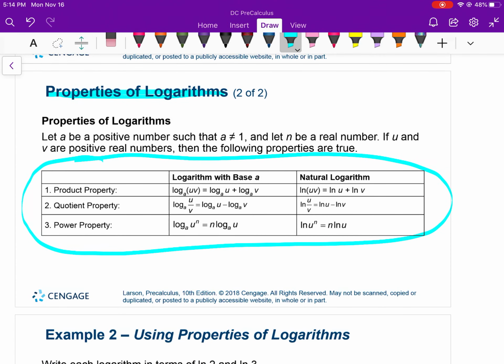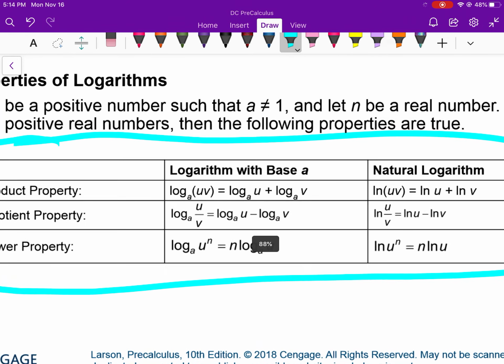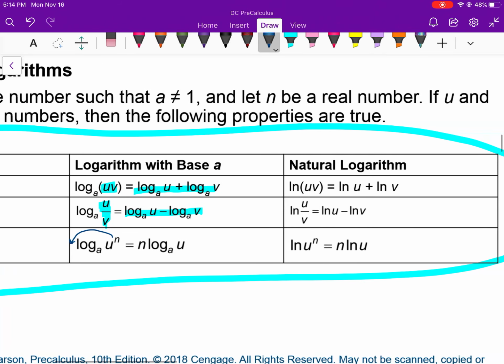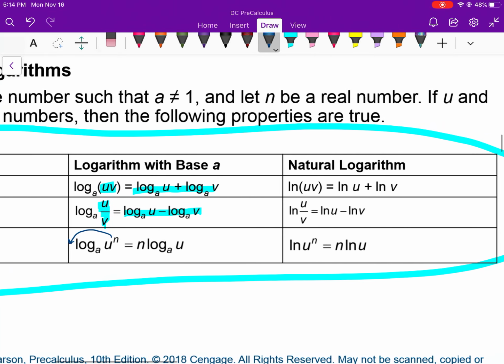All right. Once you've got them written down, you can see that right here, if I have a product, that's going to go to addition, but division goes to subtraction of 2 logs. This one, the power is just coming down to the front. I can do all the same properties with natural logs.